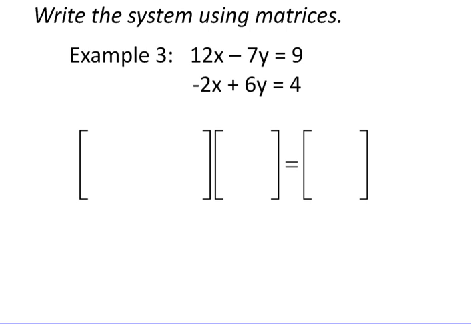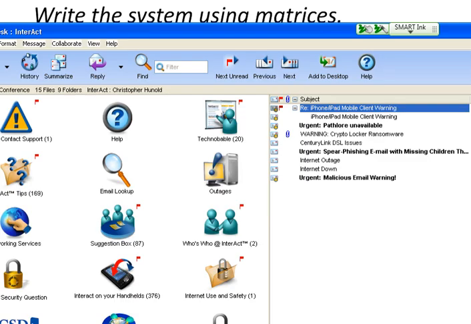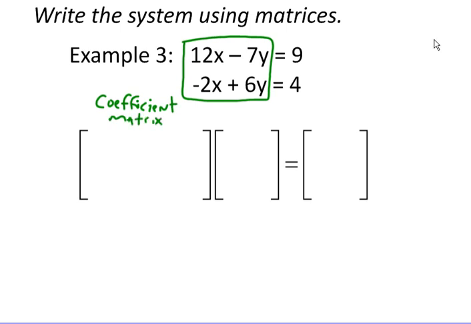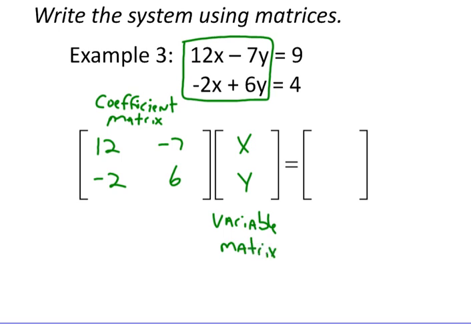All right, write the system using matrices. So what we have to look for is, first of all, to write the first matrix, we use the numbers on the left side of the equal sign in front of the variables, the coefficients. So they call this the coefficient matrix. So it's 12, the coefficient of x, negative 7 is the coefficient of y, negative 2, and 6. The x and y go here. This is called the variable matrix. And last is equal to 9 and 4, and they call this the constant matrix.